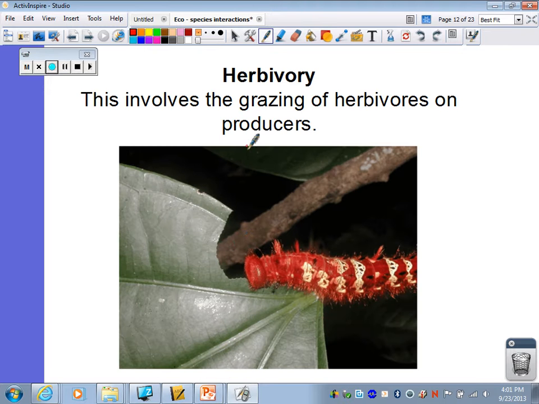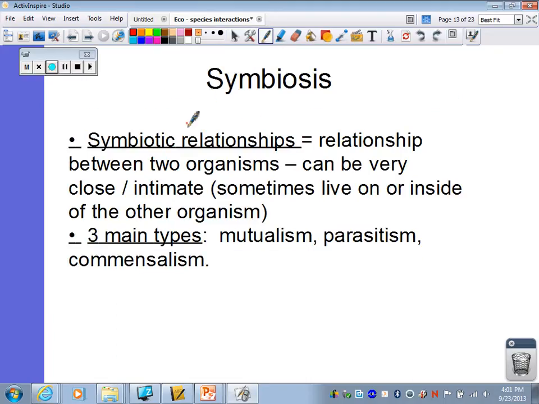Okay, herbivory is just the act of herbivores eating plants or producers. Symbiosis, a symbiotic relationship, is just any relationship between two organisms. These can be very close and intimate. Sometimes the organism's actually living on or inside of the other one. There's three main types that we're going to explore today. Those are mutualism, parasitism, and commensalism.